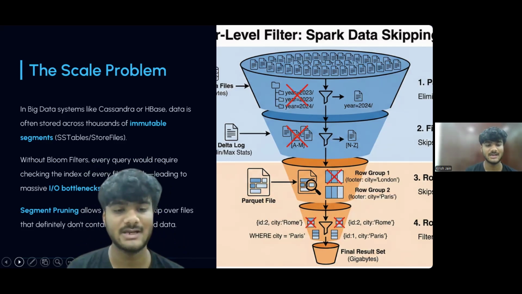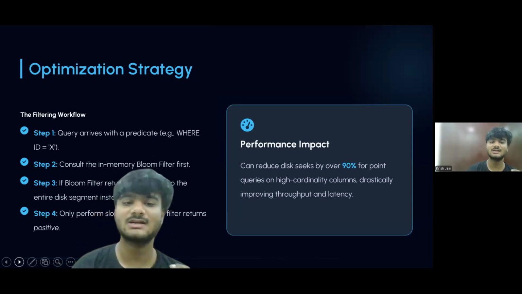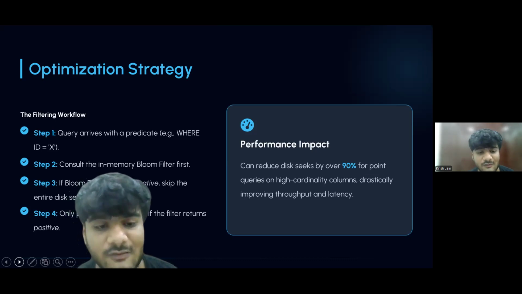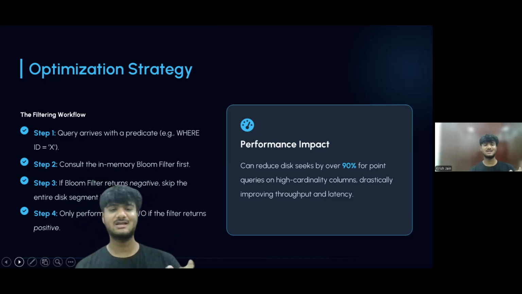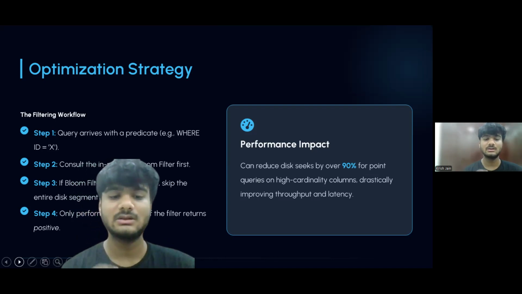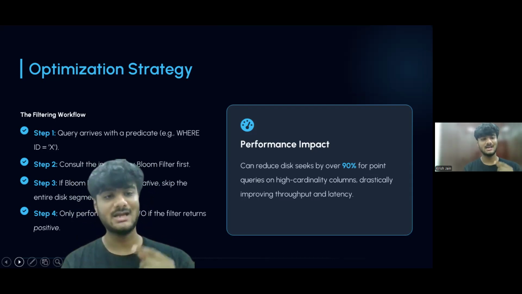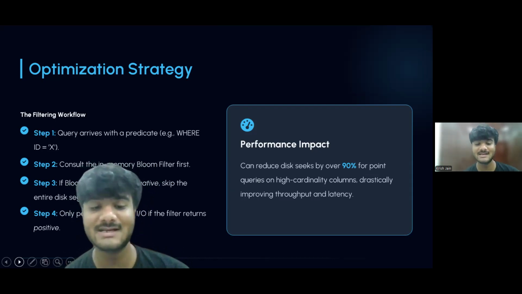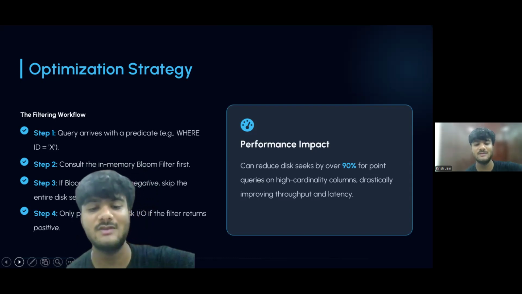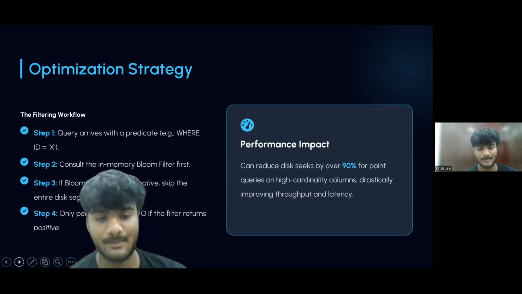So now let's come to the next slide, the optimization strategies, where Bloom filter solves this using a technique called segment pruning. The workflow is: step one, the query arrives, for example, where ID equal to X. Step two, the system checks the in-memory Bloom filter. And step three, if Bloom filter says negative, the system skips the entire disk segment. If the Bloom filter says positive, then only the actual disk IO happens.